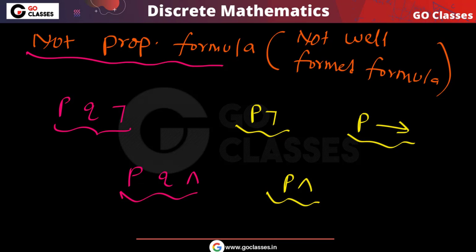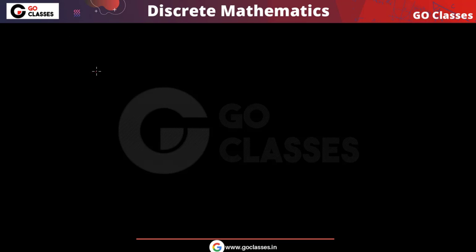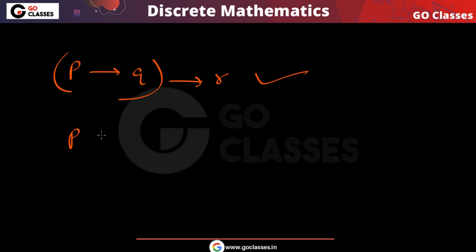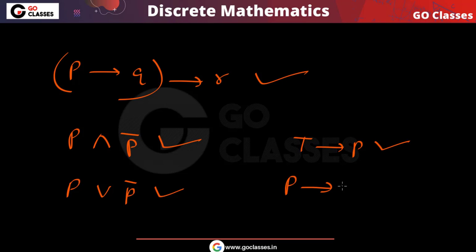So the propositional formula definition is very simple: basically, whatever is a well-formed formula. For example, if I write P implies Q implies R, this is also a propositional formula. This is also a propositional formula. True implies P is a propositional formula. False is a propositional formula. So these are propositional formulas.